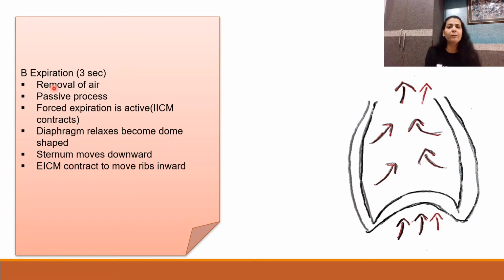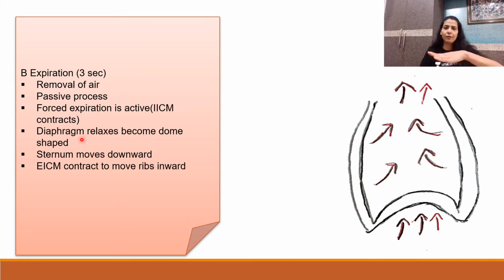Expiration is just the removal of air. Inspiration was an active process because muscles were contracting. Now muscles have contracted, you do not require ATP. Muscles will relax automatically. That is why expiration is a passive process. Forced expiration: when you are forcefully expelling the air out of your thoracic cavity, at that time internal intercostal muscles are involved. Otherwise, they are not majorly involved. So when you are force expiring, then only IICM, internal intercostal muscles, come into the picture. Otherwise, not.